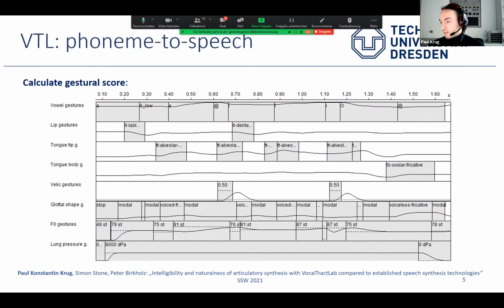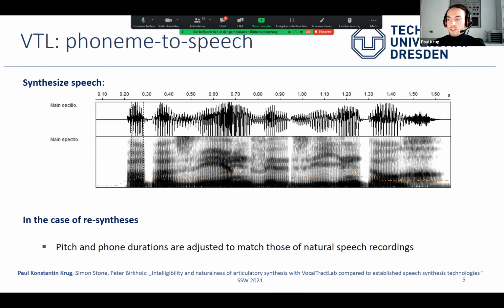I know that this looks scary, but it's just several different tiers which represent time functions which describe the vocal tract dynamics during the simulation. And the nice thing is that you could tune all these time functions any way you like, so you have full control. Or you just go with the pre-calculated values here, and then you could synthesize your speech.